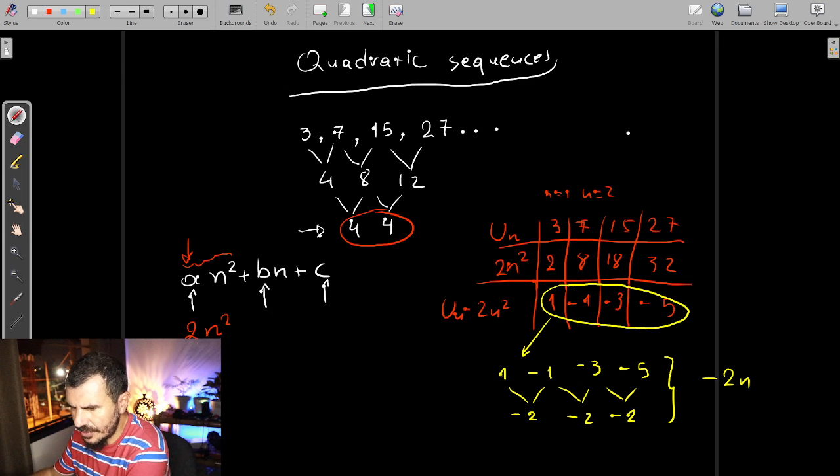And now I have to find the first term, which is 1. So when n is 1, minus 2 times 1 is minus 2. But I have 1, so plus 3. So the whole sequence is 2n squared minus 2n plus 3.